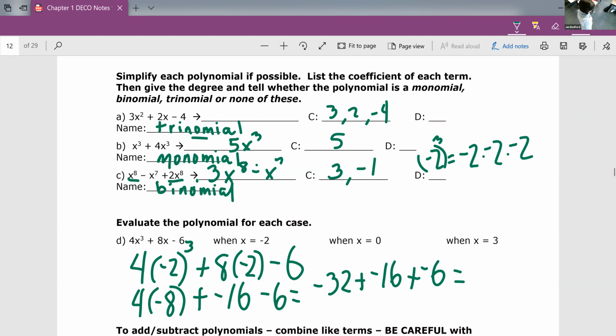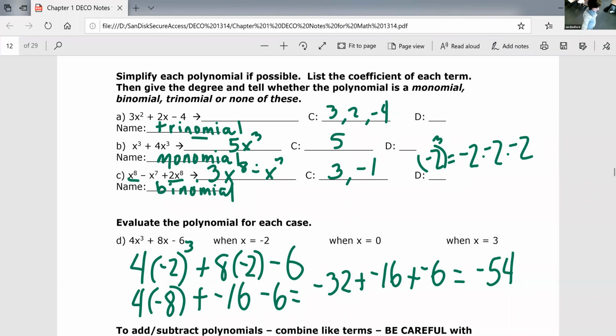Is it, I think it's -54. This is where you may want to double check yourself with the calculator, because 32 plus 16 would be 48, and 48 plus 6 is 54, and it's going to be negative. Okay? So far, so good?